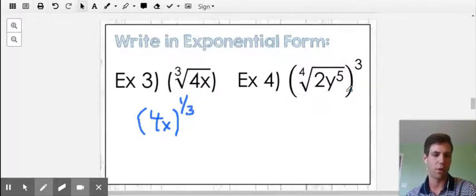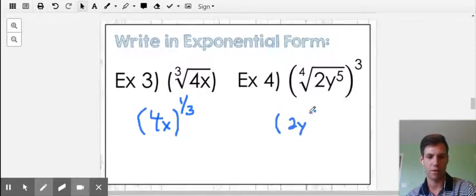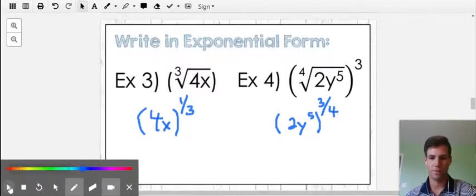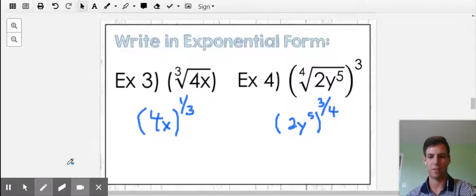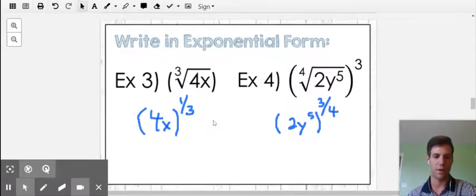For number 4, we have a 3 on the outside, and then a 4 is our radical index. So if we're putting it in exponential form from radical form, which it's starting out in, we can put the 3 as the power in our numerator and the 4 as our denominator, because it is the index of this particular radical. So that takes care of writing things in exponential form in this lesson.